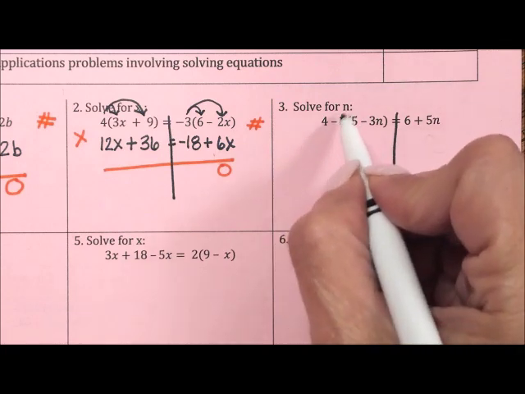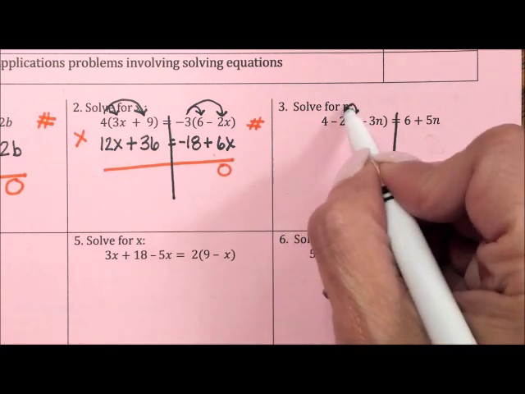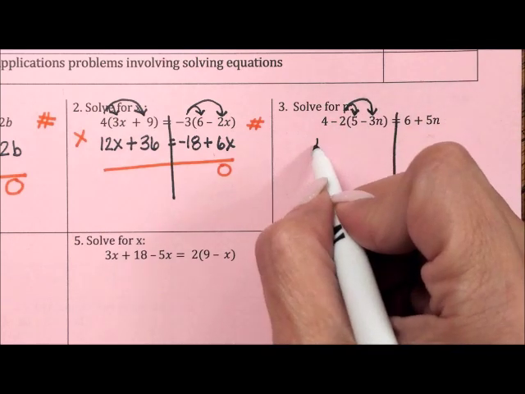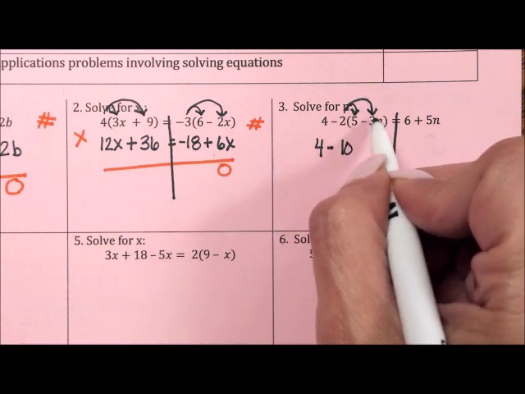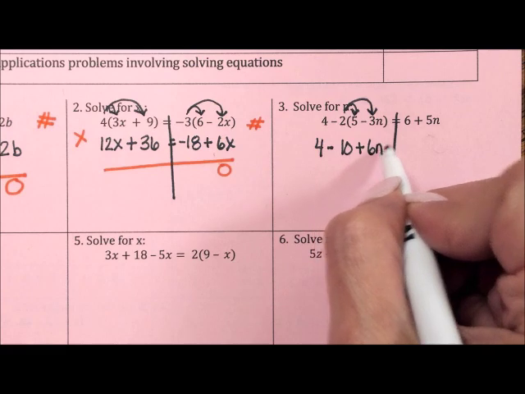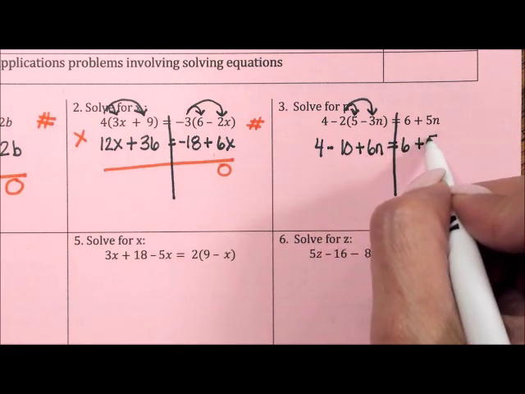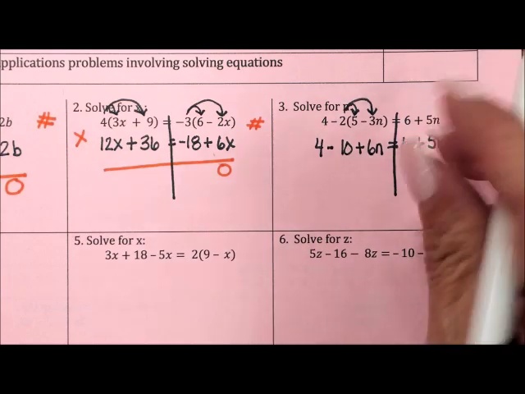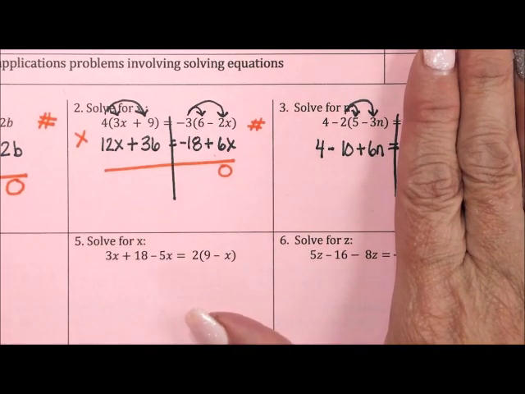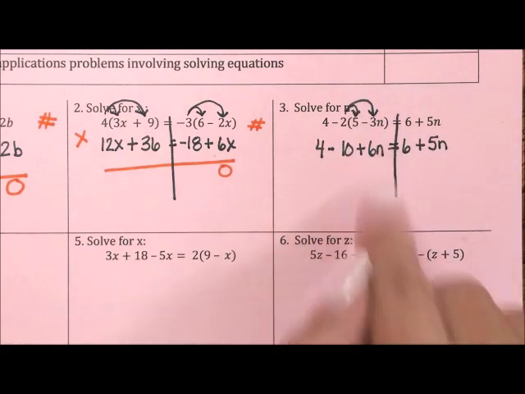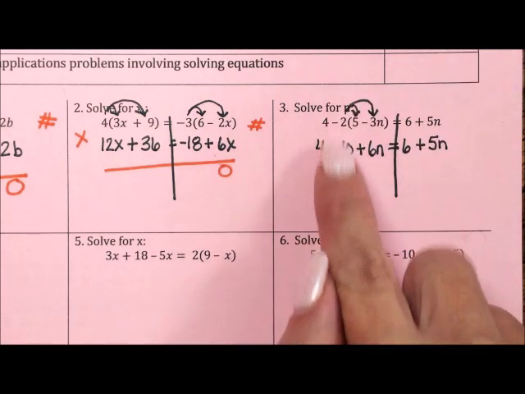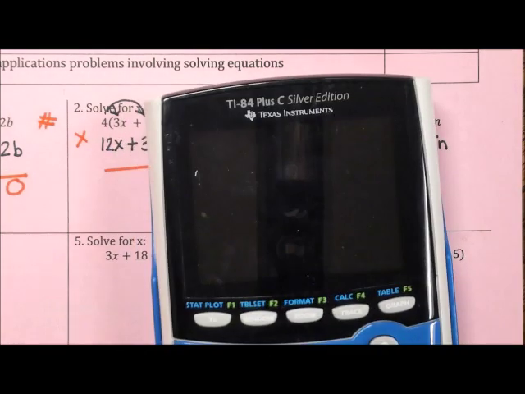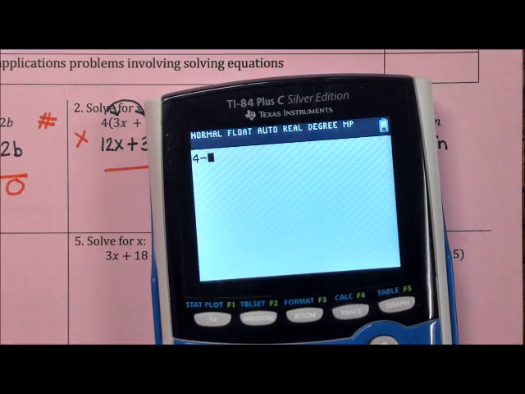Alright, this is going to be hippity-hoppity, so I'm going to do negative 2 times 5 and negative 2 times negative 3n. So this is 4 minus 2 times 5 will be 10. And negative 2 times negative 3 will be positive 6n equals 6 plus 5n. And we're just going to bring that straight down. Nothing's going to go together. Use your rule. What 3 things are on the left that I can put together? Okay. I can put the 4 and the negative 10. Now that is 4 minus 10. So when you go to use your calculator on that, be sure you put in 4 minus 10, so that you can get the answer. I'm going to let you do that.